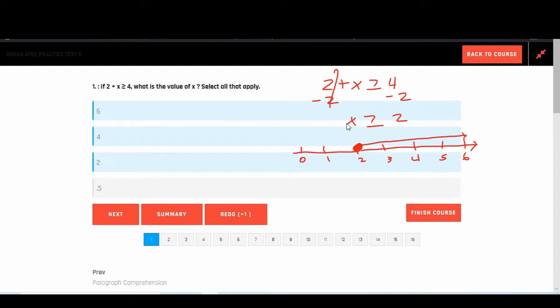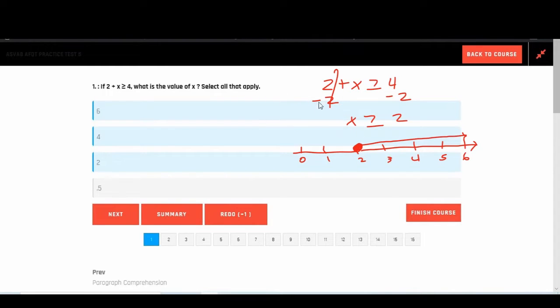A lot of people make the mistake of flipping the sign when they subtract. You only flip this inequality when you either multiply or divide by a negative. You can subtract from both sides and this inequality does not change.